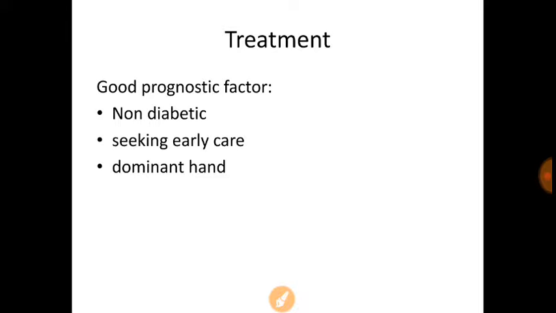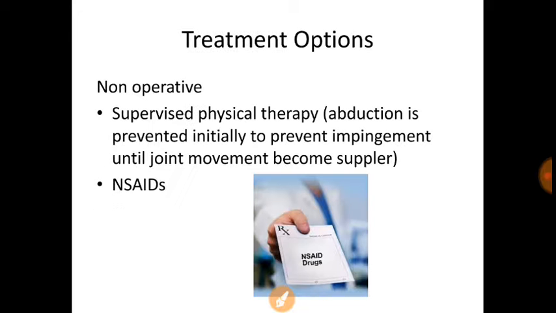And treatment. Before knowing the treatment, good prognostic factors are when a person is non-diabetic, seeking early health care, and involvement of the dominant hand. Treatment options: non-operative treatment options include supervised physical therapy for movement of the shoulder, but abduction is prevented initially to prevent impingement until the joint movement becomes supple. NSAIDs are used for early pain management.